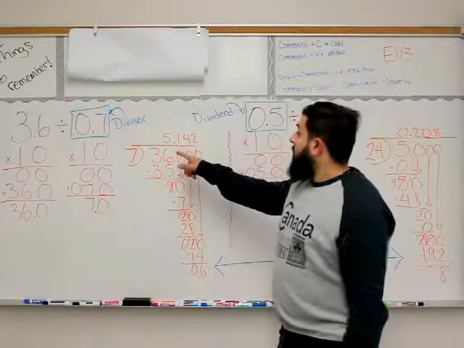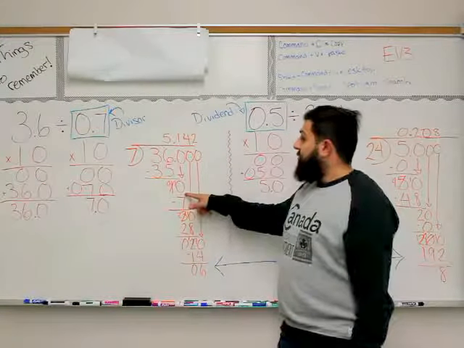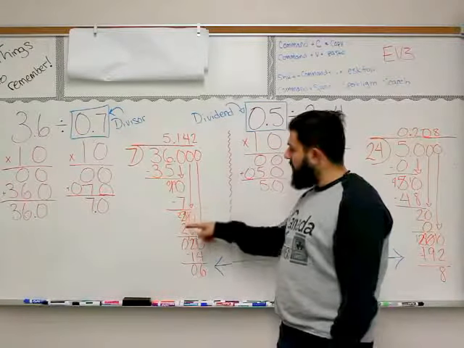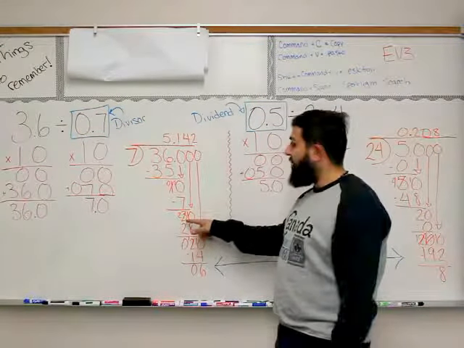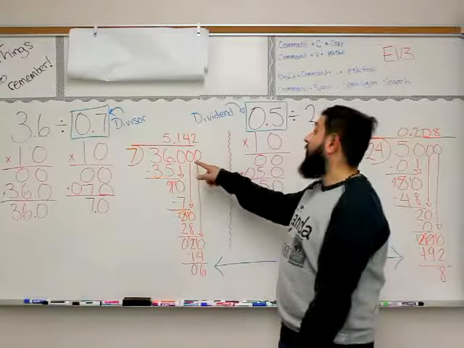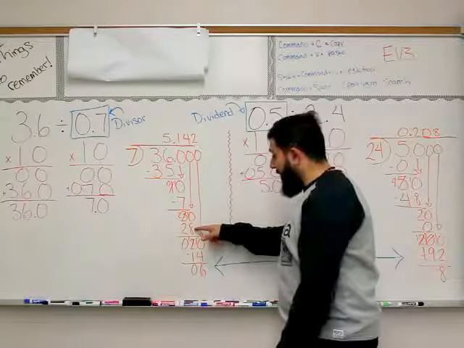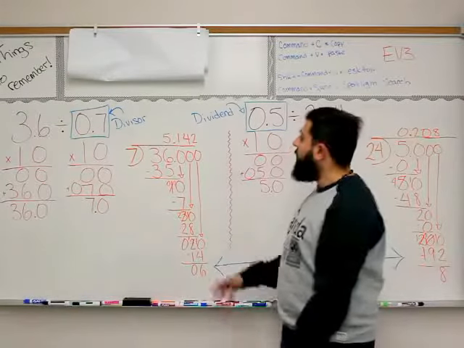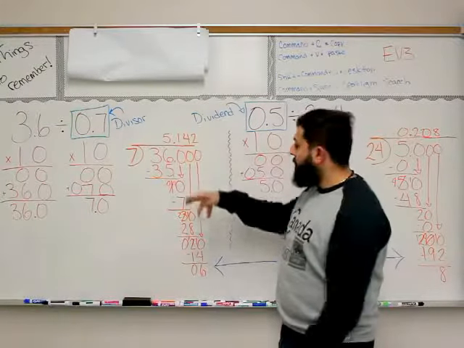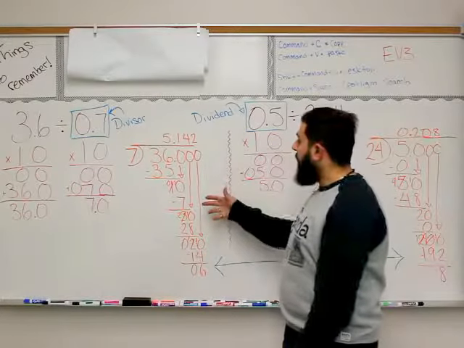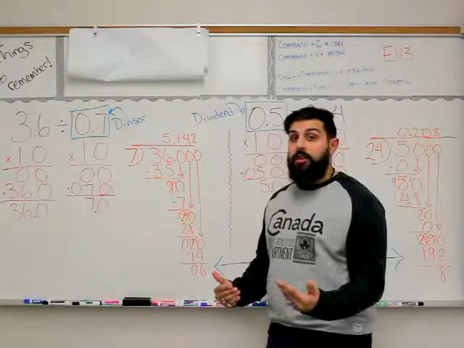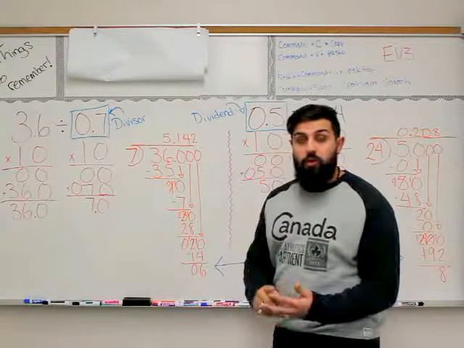Alright? I bring that 0 down, that gives me the number 10. 7 can go into 10 one time. 1 times 7 is 7. Subtract that, that gives me an answer of 3. 7 can't go into 3, so I get to the next 0, bring it down, that's 30. 7 can go into 30 4 times to give me the answer of 28, and then this just keeps going on and on and on until you get either a terminating decimal or a repeating.